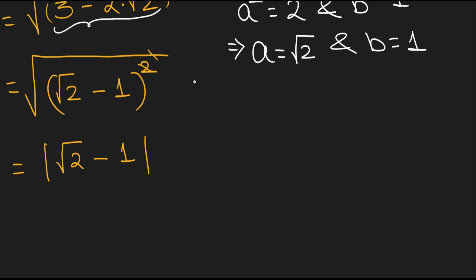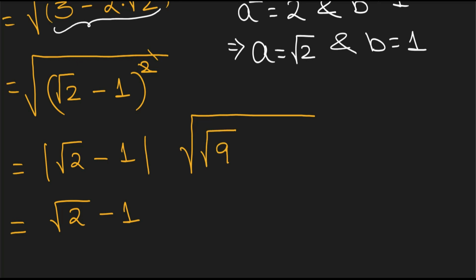1. As we know, the value of root 2 is 1.42, minus 1 must be a positive number. Hence the answer is square root of 2 minus 1. Hence we can write square root of 9 minus square root of 8 is equal to square root of 2 minus 1. This is the answer.